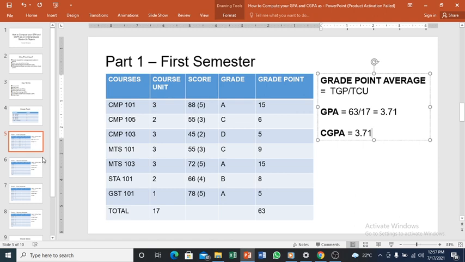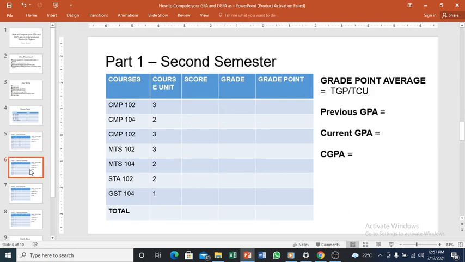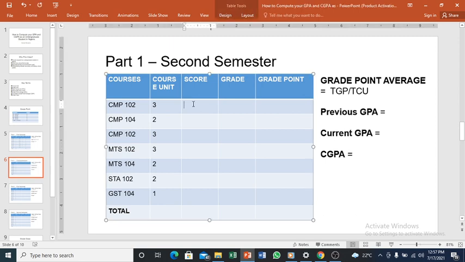Now, let's move to the second semester of this particular student. Let's assume in the second semester, these are the courses the student is offering and these are the course units. So let's begin to attach scores to it. Let's say the student had 66. Let's say this is 77. Let's say this is 45. Let's say this is 88. Let's say this is 32. Let's say this is 67. Let's say this is 90.